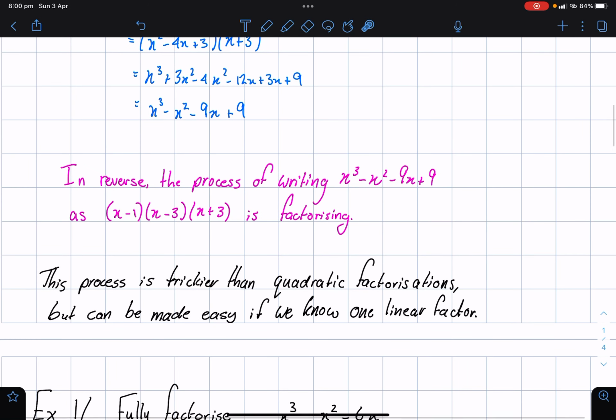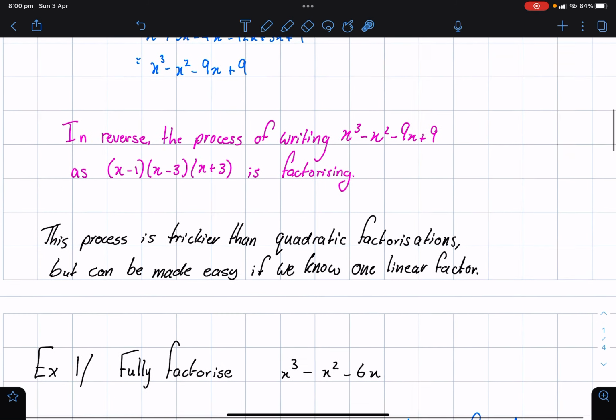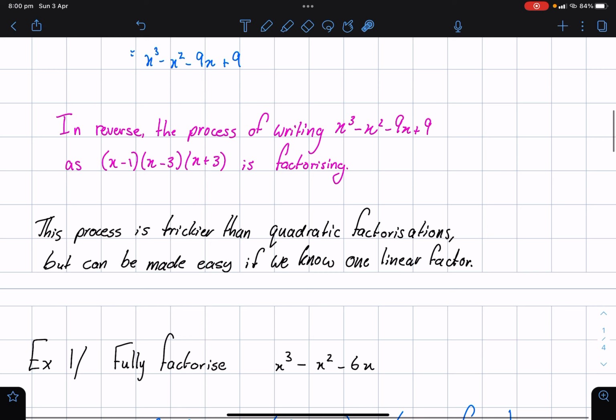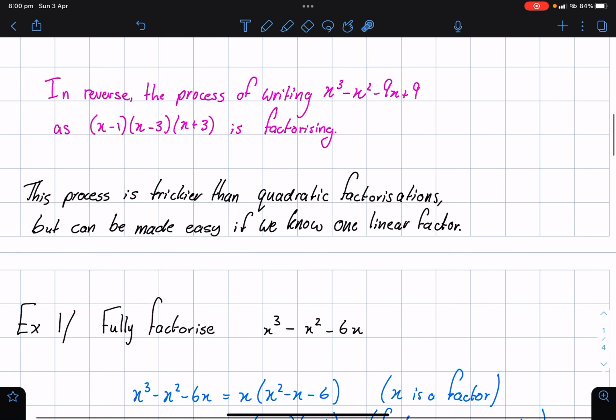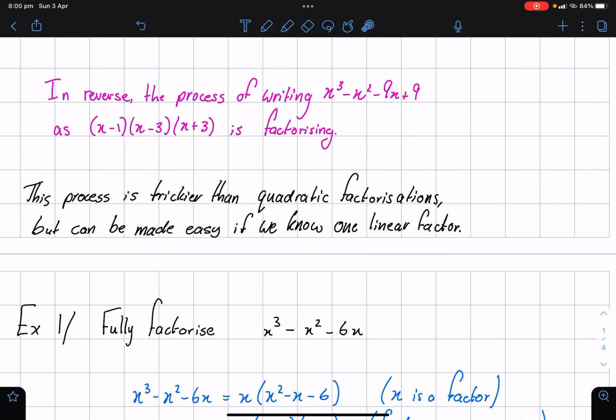We're going to go through 2 different examples of questions you might come across when it's asking you to factorise cubic polynomials. The first one will look a bit like this. It'll ask you to fully factorise and give you a cubic polynomial. Mine today is x cubed, take x squared, take 6x. I'm going to rewrite that as x multiplied by x squared, take x, take 6, because there is a common factor of x in all 3 terms, we can pull that out the front. So x is a factor.